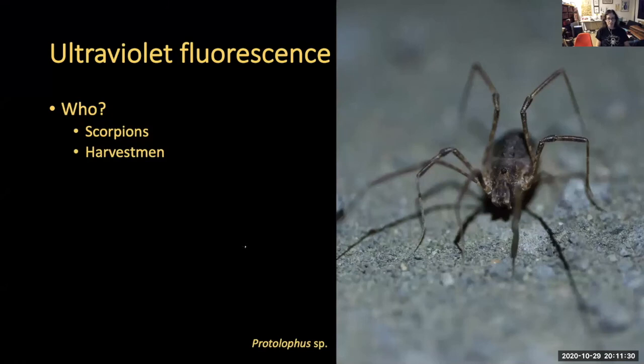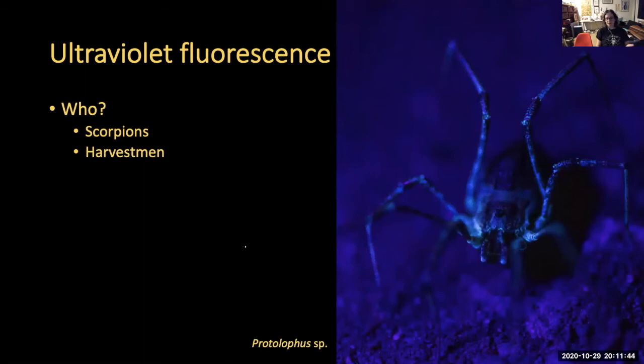Another arachnid. Scorpions are arachnids, just like spiders. They belong to a different order of arachnids, and we have a few other orders that sometimes fluoresce, not as nicely as scorpions do, but this harvestman is kind of nice. In the tropics, like everything else, they look much nicer. But even in the Bay Area, that's pretty cool.